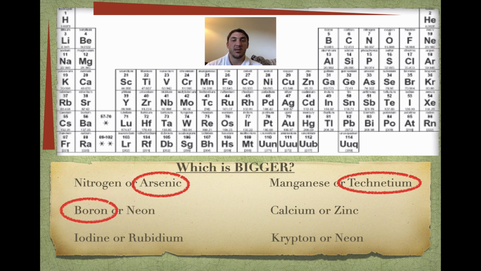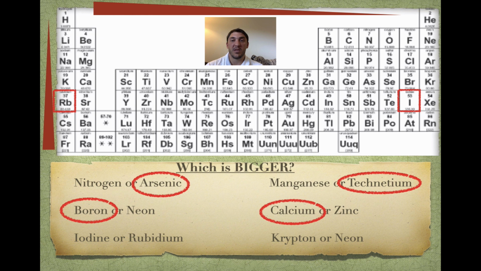The next pairing is calcium and zinc. Calcium and zinc are both in the same period, so whichever one has the weaker nucleus must be the bigger radius. Of those two, the one that has the weaker nucleus is calcium with only 20 protons, so calcium is bigger.